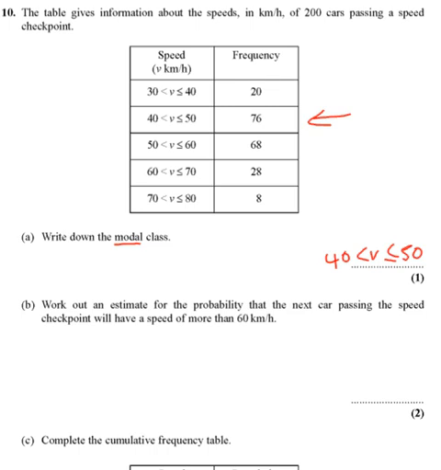The estimate for the probability the next car passing the speed checkpoint will have a speed of more than 60. Well, which groups correspond to a speed of more than 60? That's this one and this one. So there's 36 cars in our sample that had a speed of more than 60.